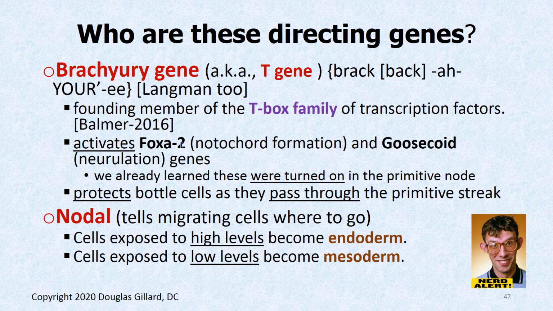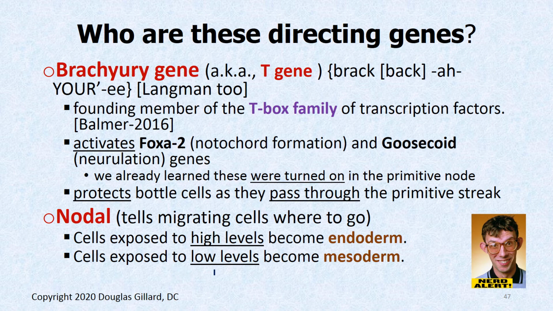Let's see. They also protect bottle cells from passing through the primitive streak. I guess it can be kind of a rough trip, so it makes them a little tough. And then we have nodal. Of course, nodal's got to be in there. So nodal tells the migrating cells where to go based on how much nodal they're exposed to. The cells passing through that receive high doses of nodal have enough power to go all the way down to the hypoblast and kick those cells out and become endoderm.